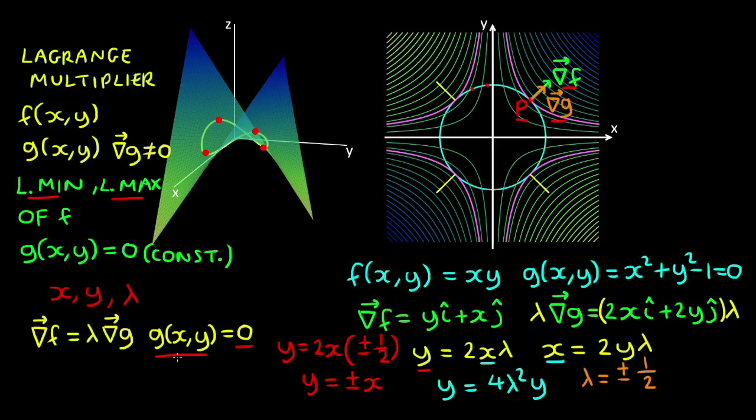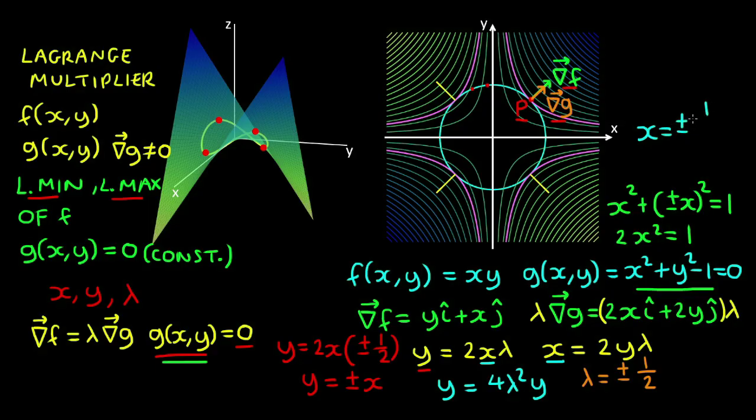And now we can substitute for y in the constraint equation. So we get x squared plus or minus x squared minus 1 is equal to 0, or is equal to 1. So that gives 2x squared is equal to 1. And solving for x, we get x is plus or minus 1 on root 2.